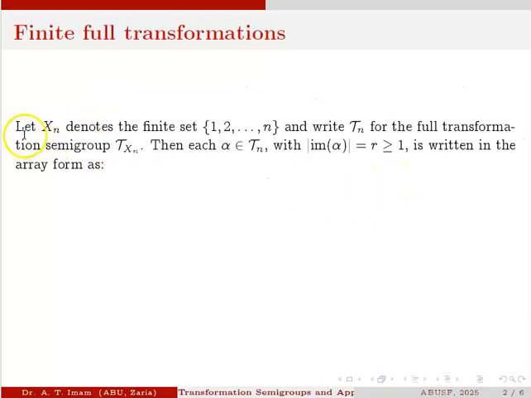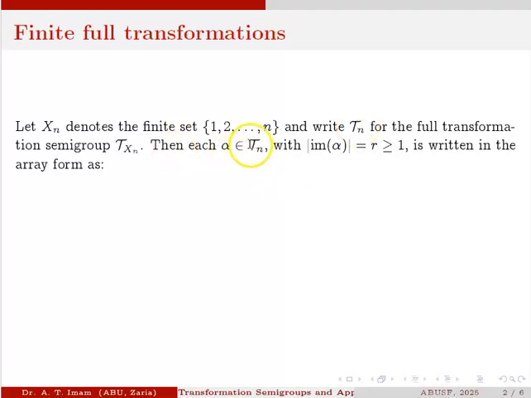So if we consider a set Xn to be a finite set of n elements consisting of elements 1, 2, 3 up to n, and write Tn for the full transformation semigroup. In the last lecture, we said the set of all full transformations on a set X is denoted by Tx. Here we should write Tn for the semigroup Txn. Instead of writing Txn, we will be writing Tn.